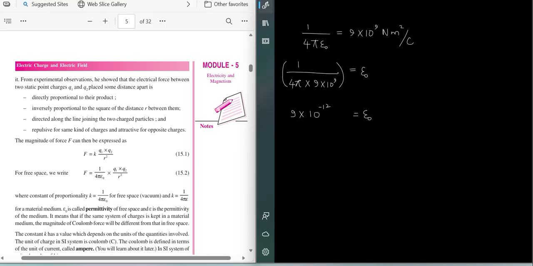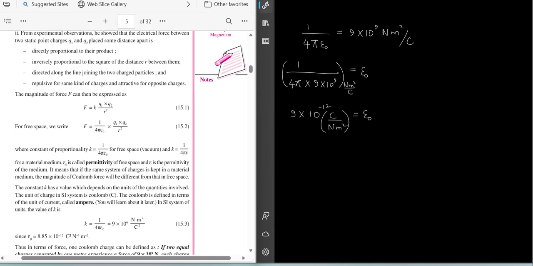Now what is the unit? When epsilon 0 goes here, this entire thing goes in the denominator. So here I will write Newton meter square per Coulomb. So Coulomb is in the denominator of the denominator, so it will be Coulomb upon Newton meter square. Okay, so this is the unit of epsilon 0.